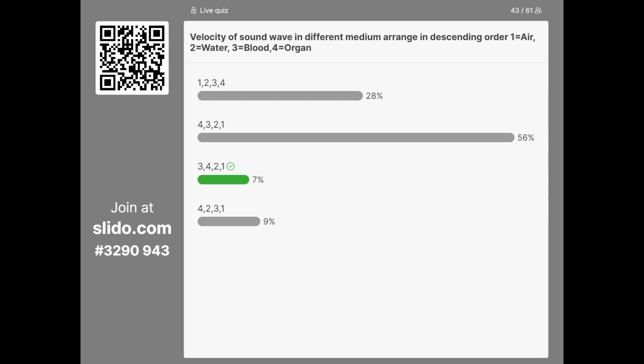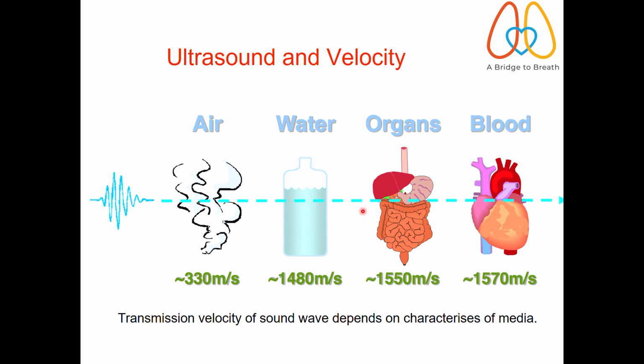The correct answer is C1. You can see here, it travels on the basis of density. Air has a lesser density, so the velocity is less. Blood has more density compared to the organs, right? And along with the density, the characteristic of one molecule to transfer the sound energy to another is greater in blood. So blood has the highest velocity and air is the lowest.